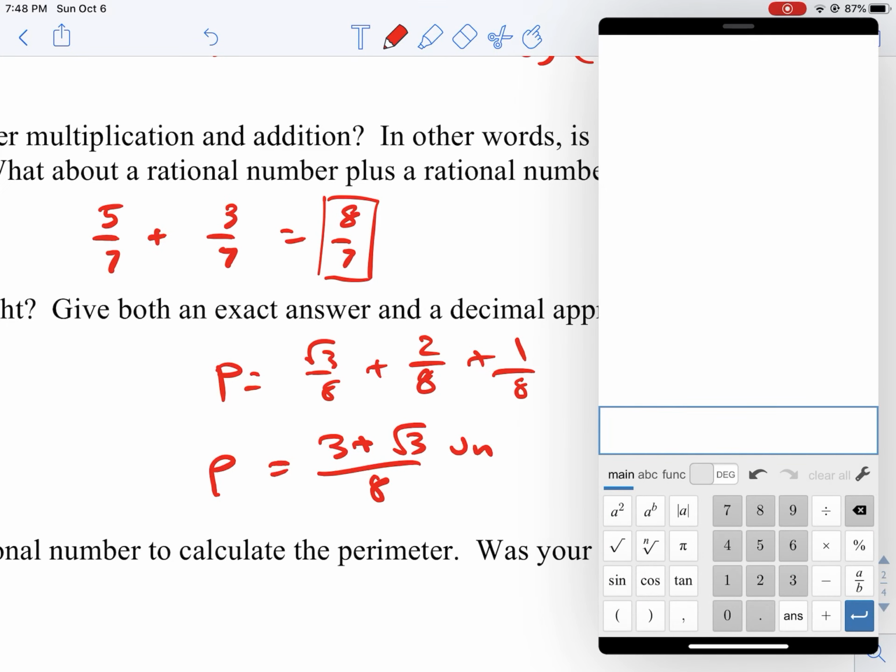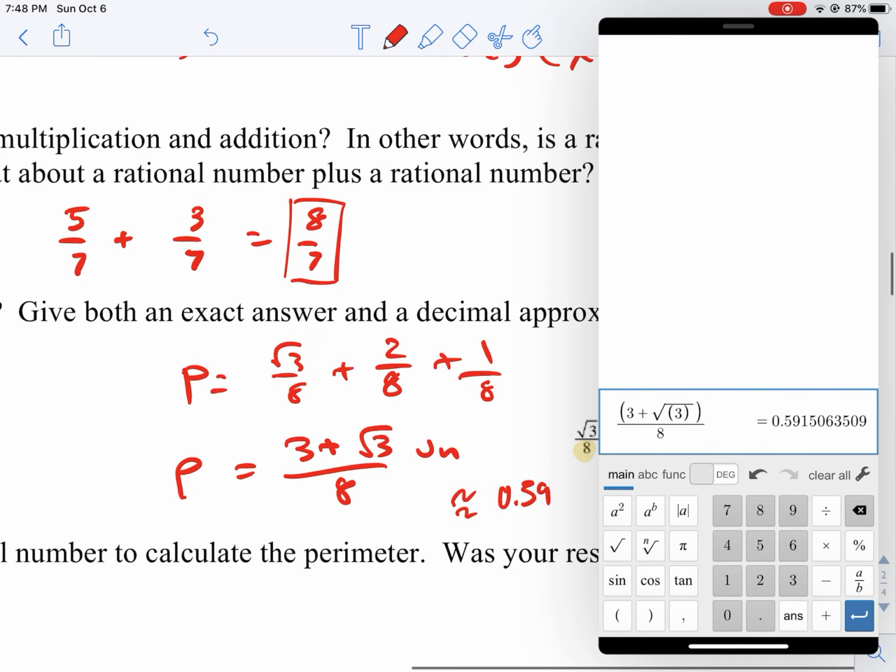So now I have (3 + √3) all divided by 8, which is pretty small. Much smaller than I thought it was going to be. 0.592, I guess, units.